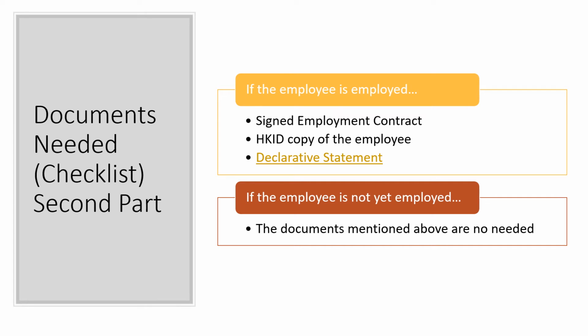Documents needed checklist. Part 2. As you can see, there's 2 scenarios on this slide. The first scenario, assuming that your employee is already employed within your organization. In this case, you are required to provide a signed employment contract, his or her Hong Kong ID card copy, and a declarative statement. The declarative statement could be found on the second page of the Hong Kong government website. The second scenario, if the employee is not yet employed, you are not required to provide any document mentioned above.